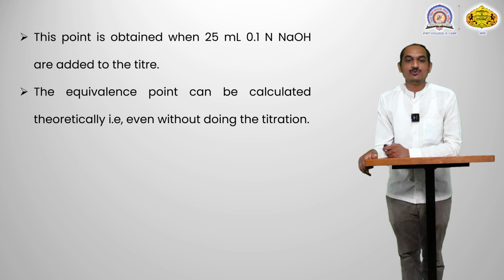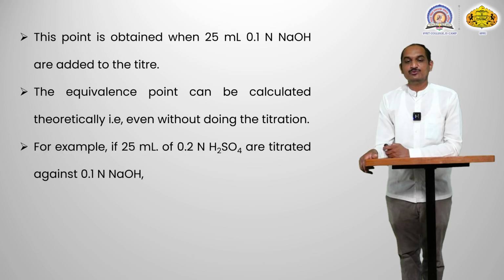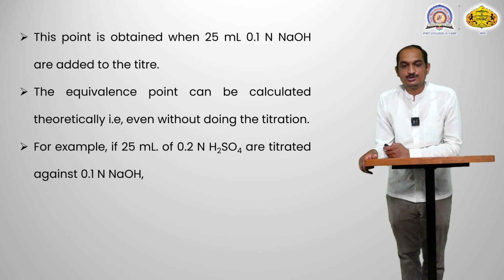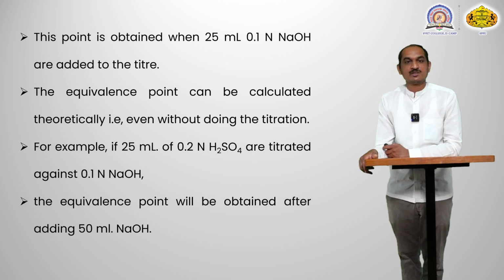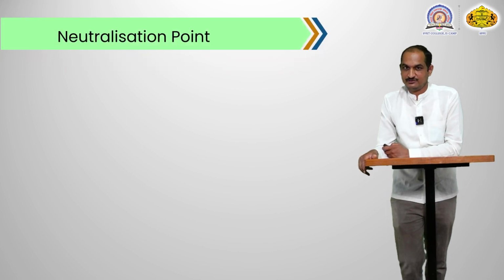Okay, and the equivalence point can be calculated theoretically. That means even without doing the titration. For example, if 25 ml of 0.2 normal H2SO4 are titrated against a 0.1 normal NaOH solution, then the equivalence point will be obtained after adding 50 ml of NaOH solution. This is the equivalence point.